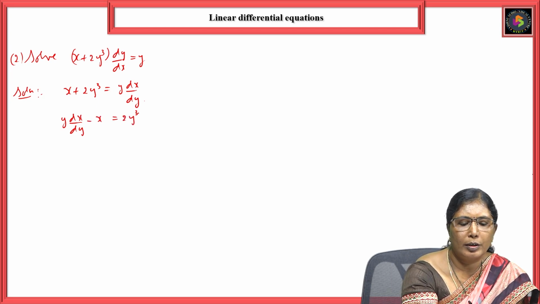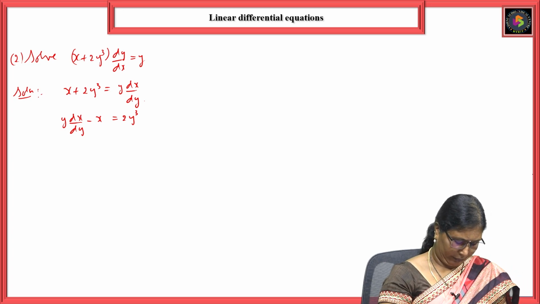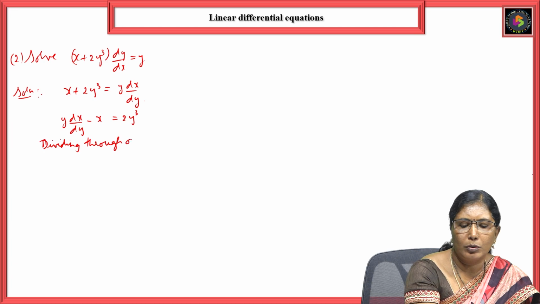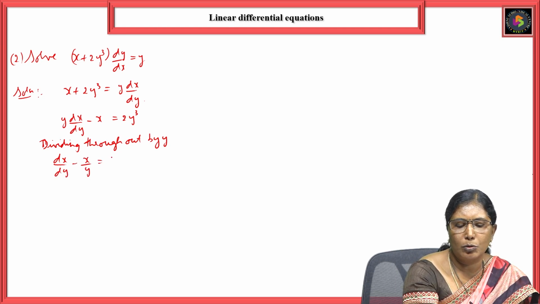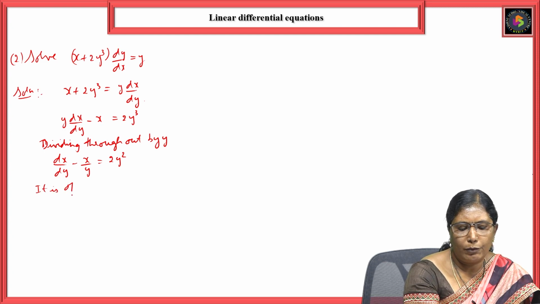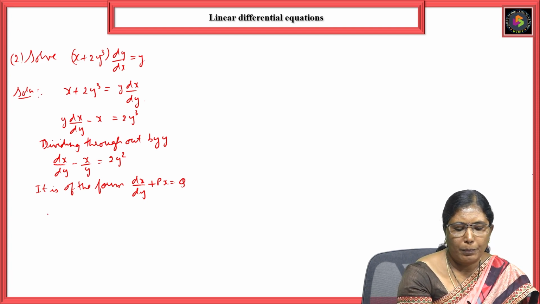2y cube. So it is to be written in the form of dx by dy plus px is equal to q. So we have to make the coefficient of dx by dy as 1. So dividing throughout by y, what do you get? dx by dy minus x by y is equal to 2y square. So it is of the form dx by dy plus px is equal to q, where p and q are functions of y.